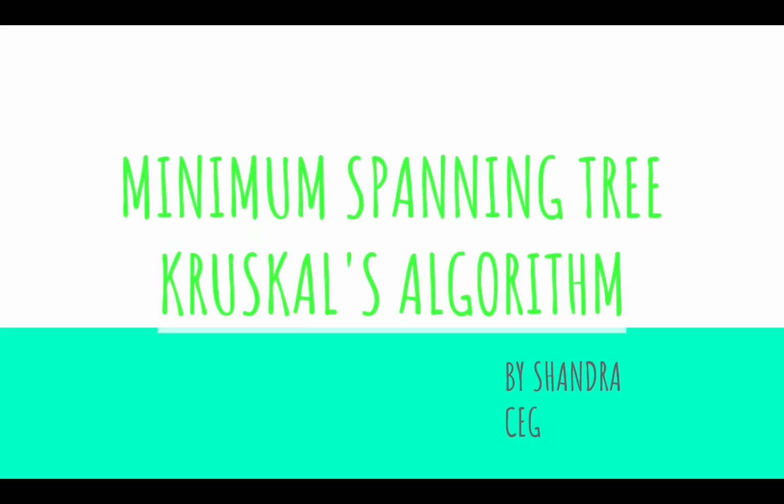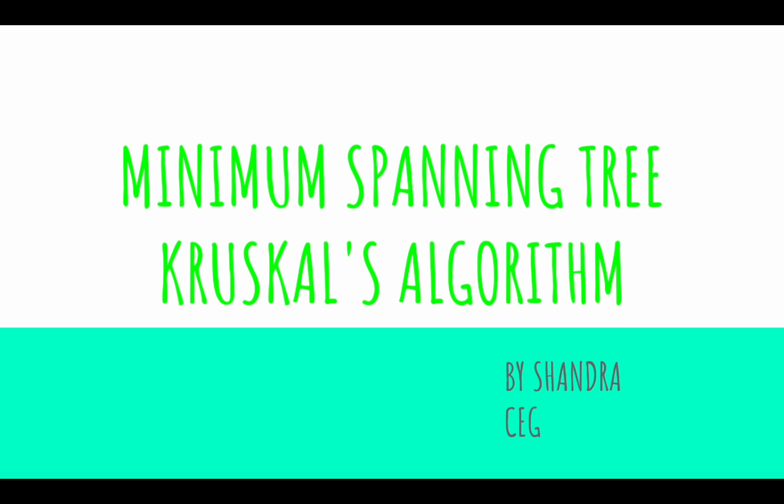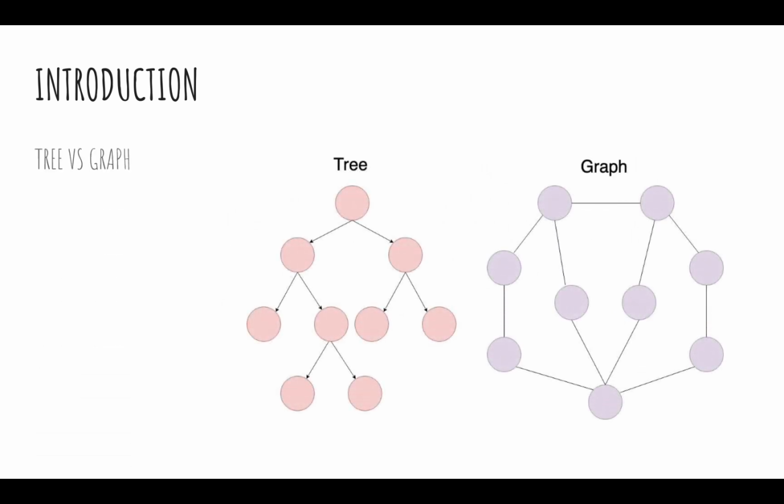Hello everyone. Today we are going to see the topic minimum spanning tree using Kruskal's algorithm. First of all, what is a tree and what is a graph? A tree is a collection of nodes and a graph is a collection of vertices. And the main difference is that a graph can form cycles and a tree cannot form a cycle.